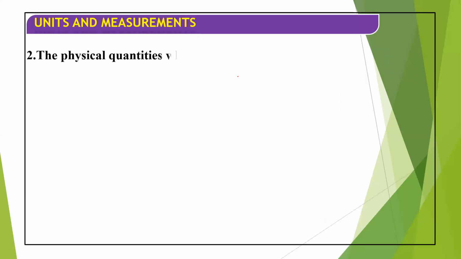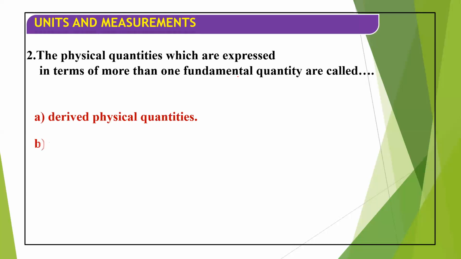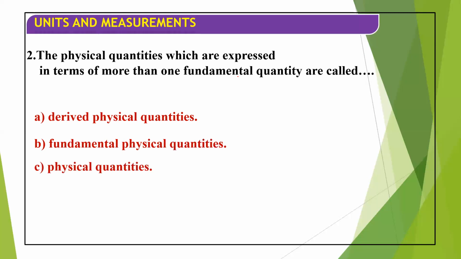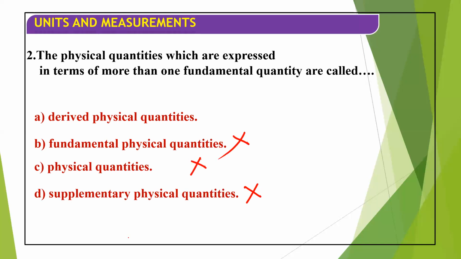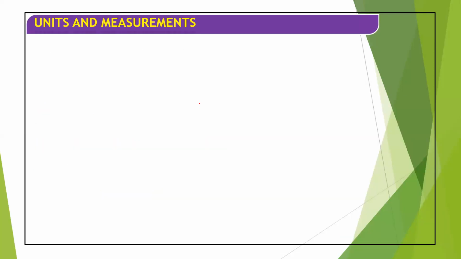Let's move ahead. The physical quantities which are expressed in terms of more than one fundamental physical quantity, any quantity that is expressed in more than one fundamental quantity, is called as. So my dear students, I think it cannot be supplementary units, it cannot be physical quantities, it cannot be fundamental physical quantities. So the right answer, I'm sure most of you have given this answer right, that's derived physical quantities. Let's move ahead. As you can see on the screen, you have already studied what are derived quantities. So let's move ahead and understand.